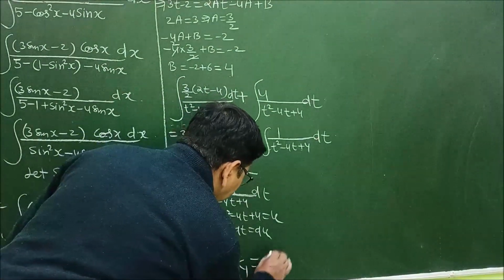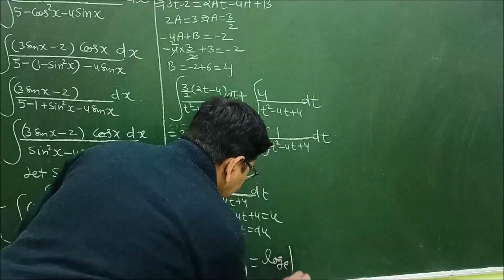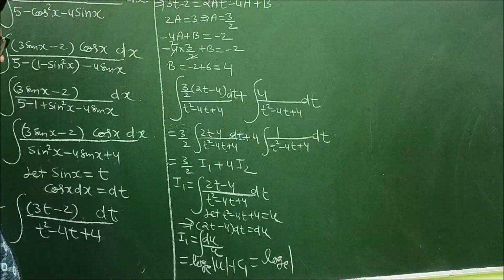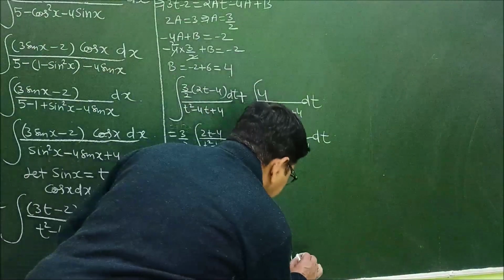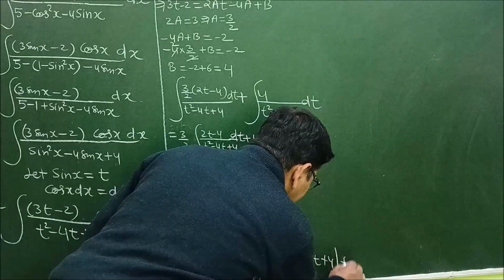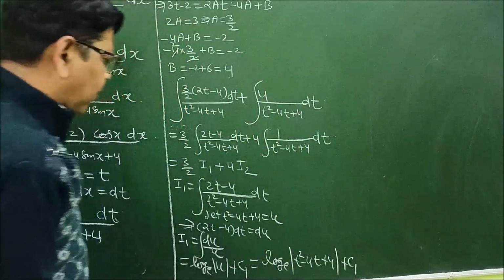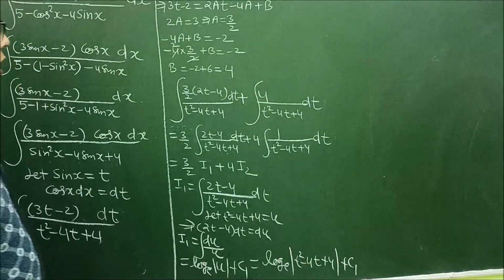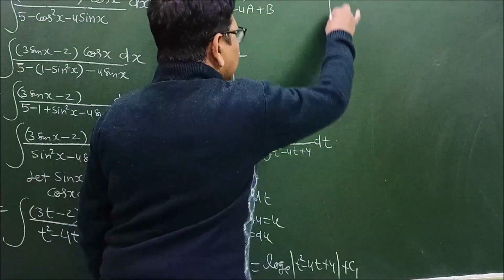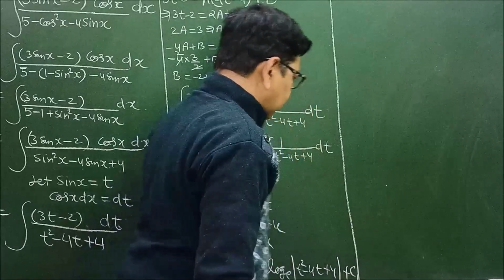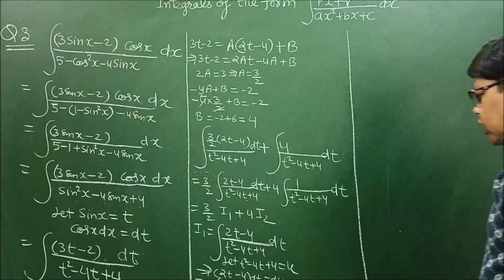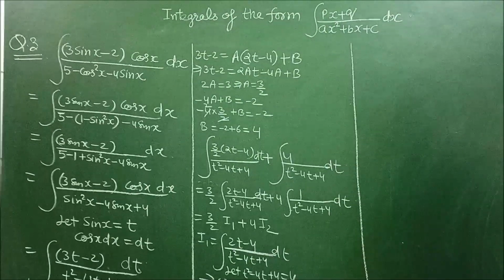So this is equal to log of t square minus 4t plus 4 plus c1. Now let us solve the other integral I2. The other integral I2 is 1 upon t square minus 4t plus 4.